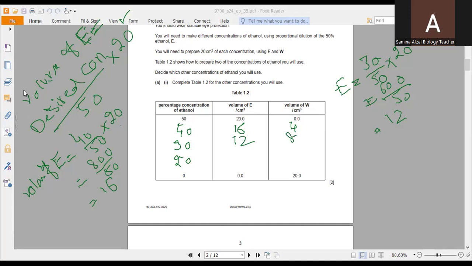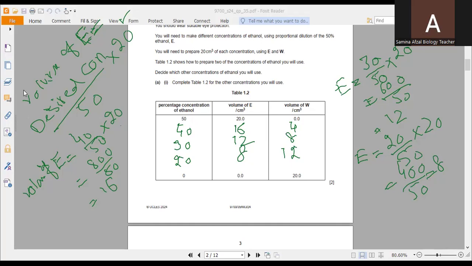Again 20%, same formula will be used. So you can see that it will be 20 over 50 multiplied by 20. So it will be equal to 8. So volume 8, and on this side you will use the volume of water 12.